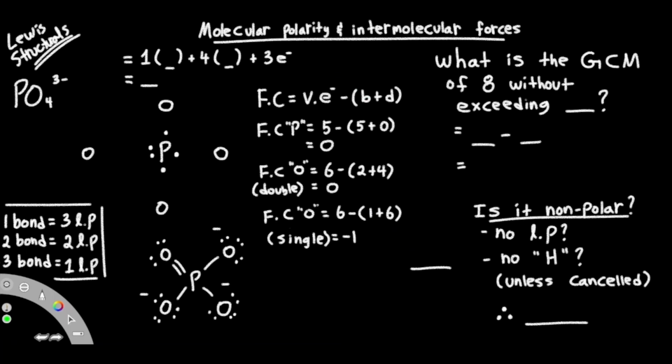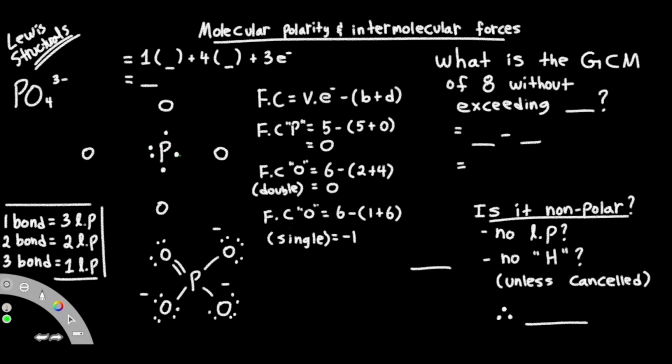Molecular polarity and intermolecular forces, looking at Lewis structures. We have phosphate over here. Phosphate has a phosphorus, which is the central atom, the least electronegative element compared to the oxygen, so it's going to be in the middle. There are 5 valence electrons in the middle over there.